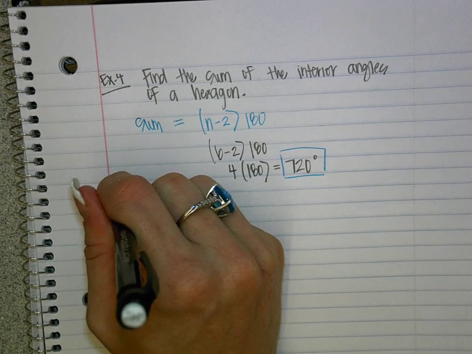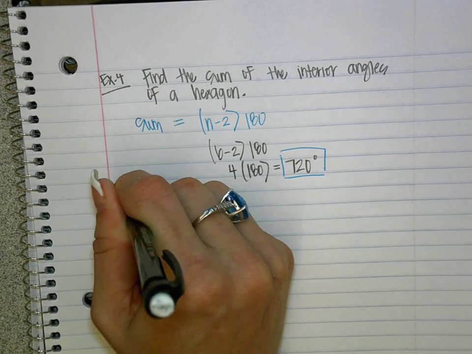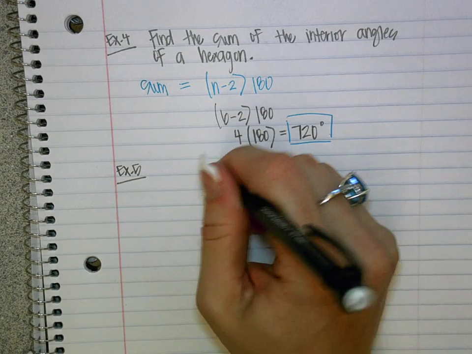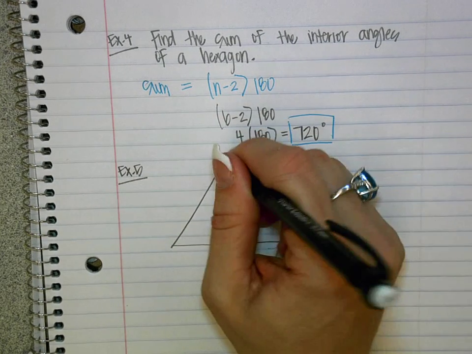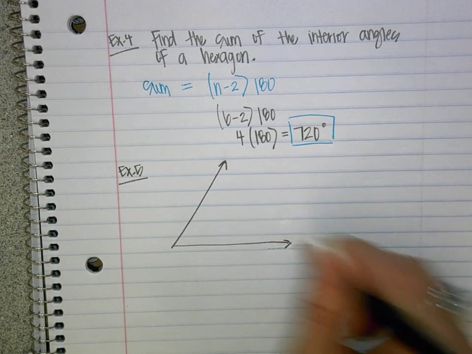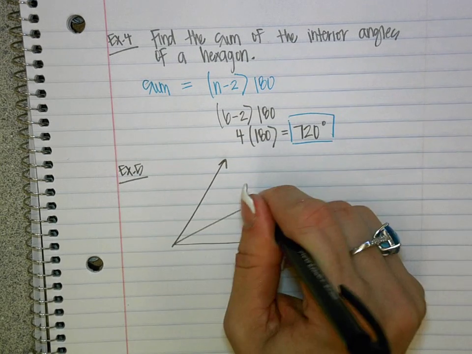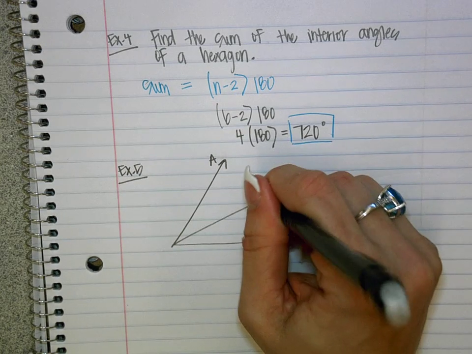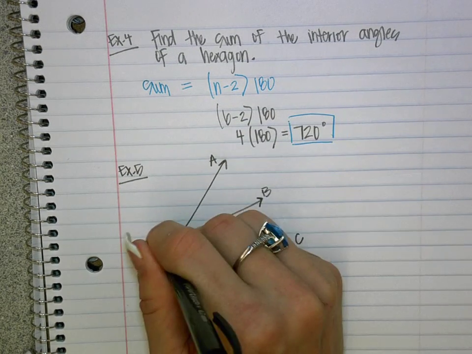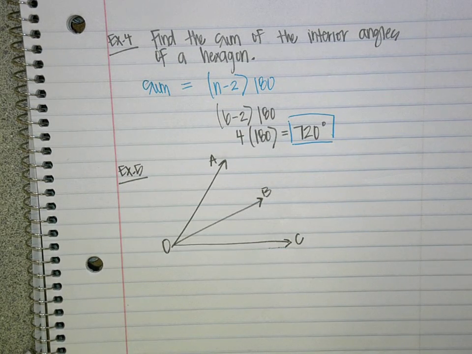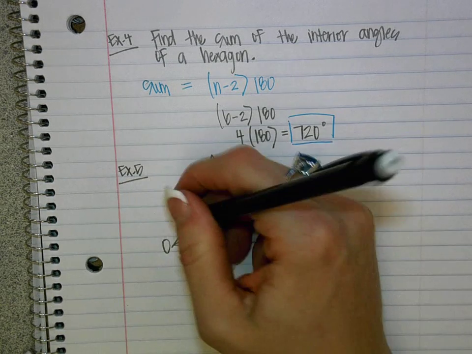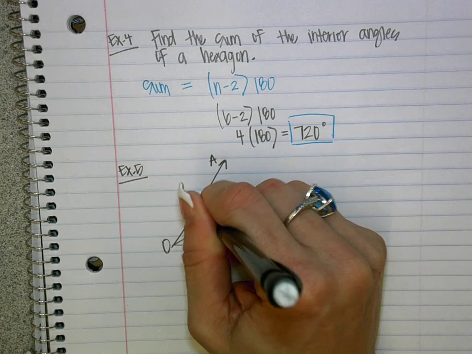Okay, let's try another one. We're going to do just a couple more. Okay, for number 5. If I give you a figure, looks like this, and goes in like that. Okay, and I label these, that is A, B, and C, and this is angle O. In this one, AOB is equal to 3x minus 10 degrees.